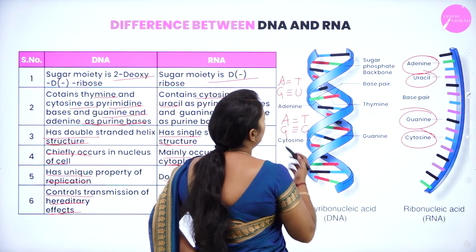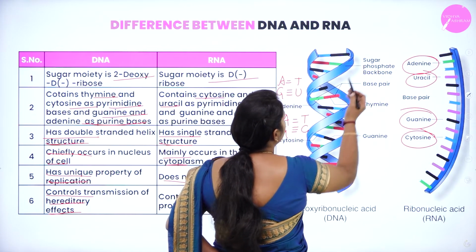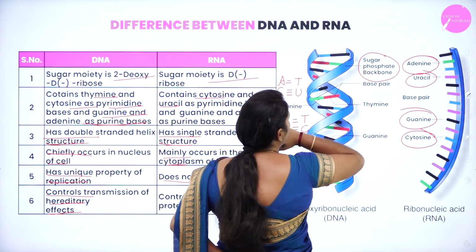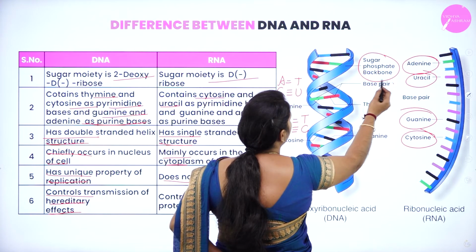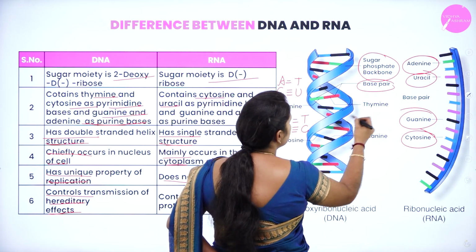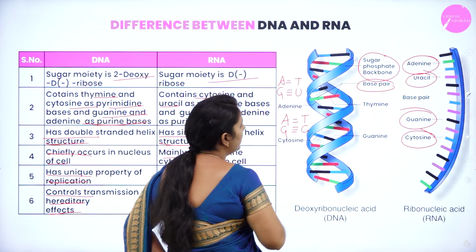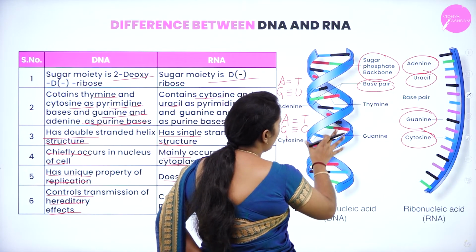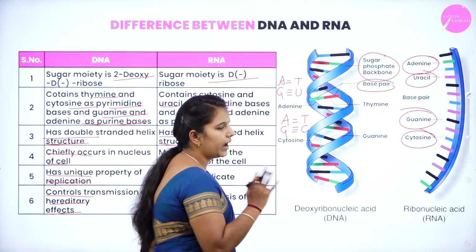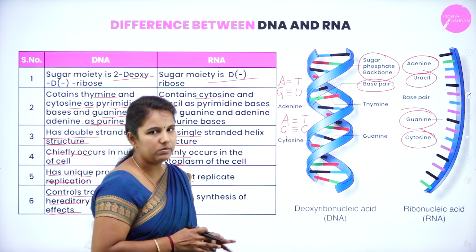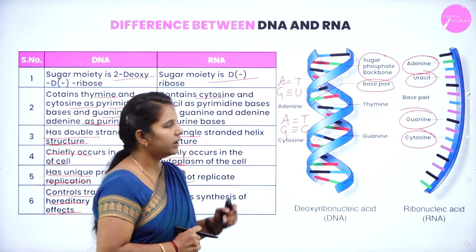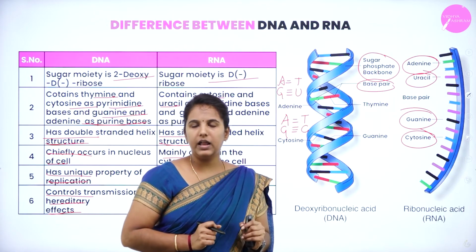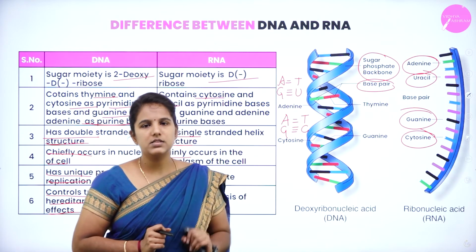Next, in case of DNA, you can see that this is a sugar phosphate backbone and these are the base pairs, that is adenine with thymine, guanine with cytosine. This is how DNA folds itself to form a double strand, whereas RNA forms a single strand.